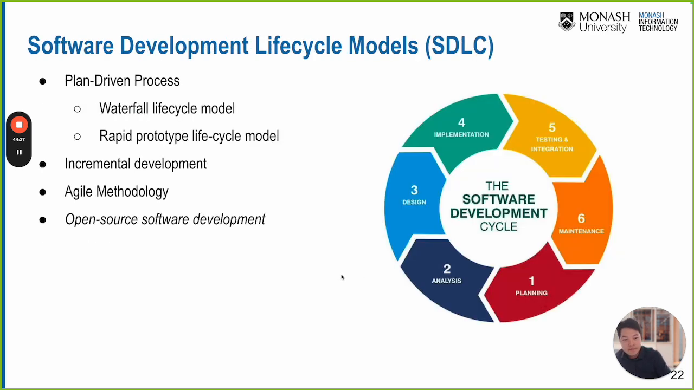To ensure that software is developed at the highest quality with the lowest operational cost, we need a systematic software development approach. There are different approaches as well, and it really depends on the organization. Some examples are plan-driven processes like waterfall, rapid prototype, or other models like incremental software development, agile methodology, or open source software development as well.